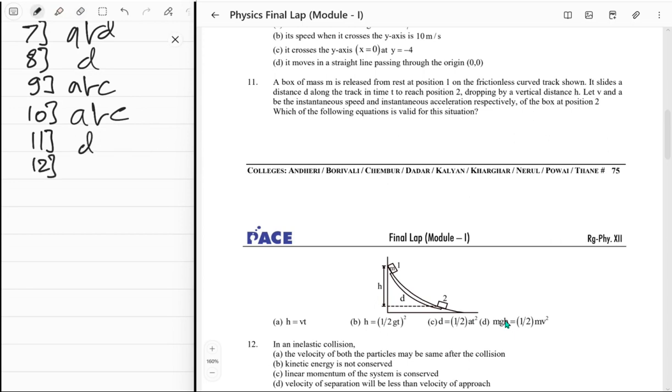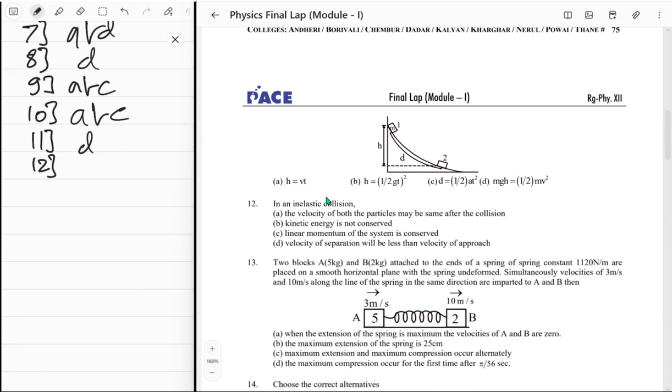12th, in an elastic collision, the velocity of both the particles may be same after the collision. Yes, A is right. Kinetic energy is not conserved. Yeah, that's right.